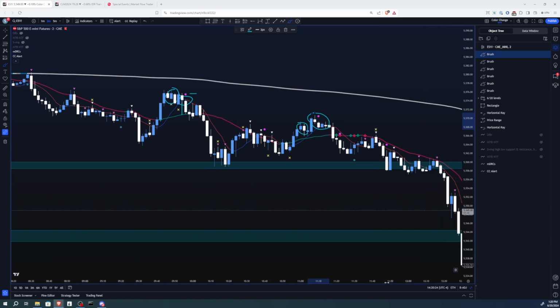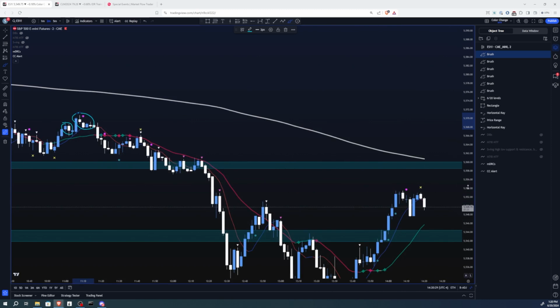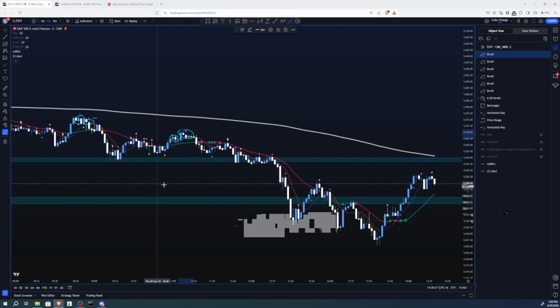I thought I saw another DIB entry here later today. Didn't I see one later? I thought there was one as we were coming back down. So we have these DIBs as an indicator that help us to actually get in a little bit early.